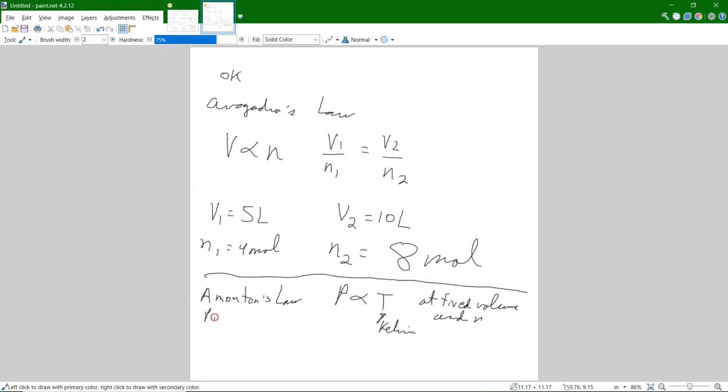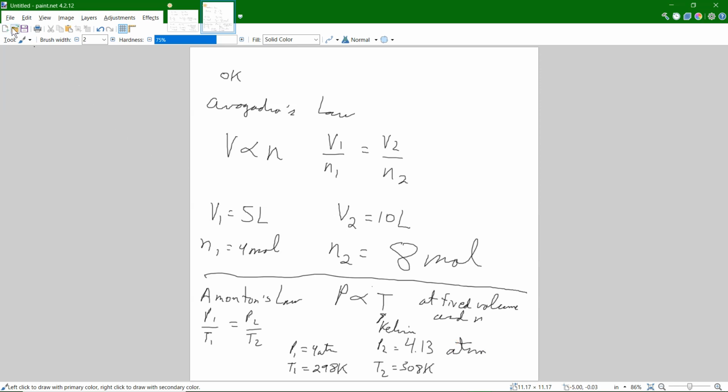We could write it, and of course temperature has to be in Kelvin. This is all related. So P1 over T1 is P2 over T2. So if I had, let's say, 4 atmospheres at 25 degrees Celsius, which is 298 Kelvin, and then I went up by 10 degrees Celsius, so I'm now at 308 Kelvin, I could get P2, so it would be 4 times 308 divided by 298, which is 4.13 atmospheres. Okay.